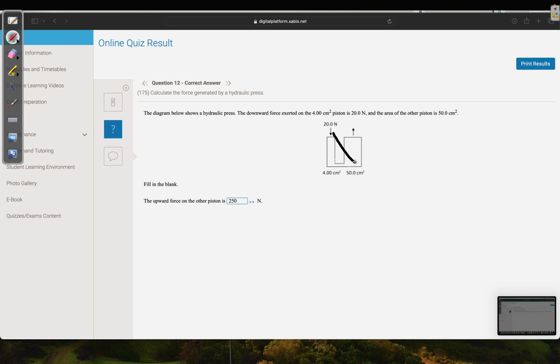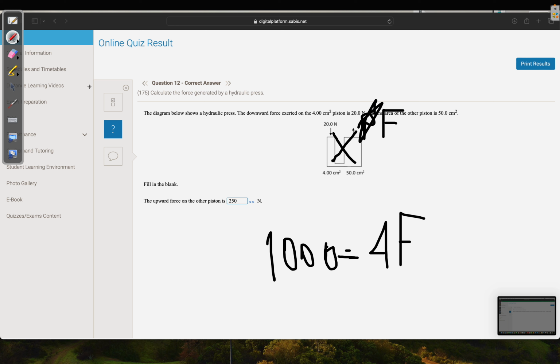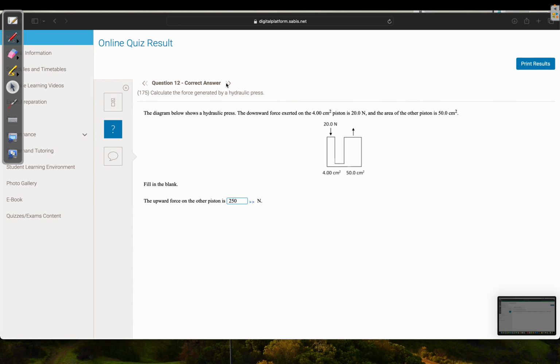So 20 times 50 is equal to 4 times, let's make it F to make it easier. So 20 times 50 is equal to 1000. 1000 is equal to 4F, and we'll find out that F is equal to 250. Number 13.